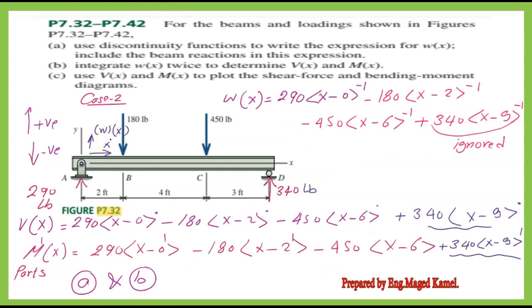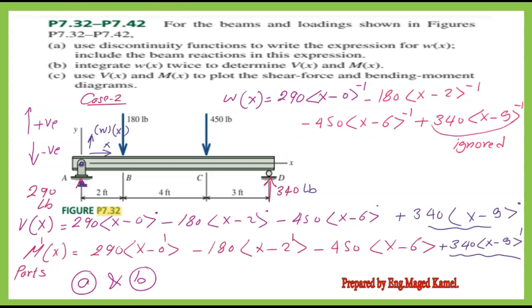In the next slide, we are ready to write the expression for W of x for the given beam. This is case 2 from the discontinuity table discussed in the previous video. Take the left point A as your 0 point, the horizontal axis x, while the y-axis will be W of x. It is important to follow the positive direction, which is the upward direction for positive loads. The reaction Ay is upward, so it is positive, acting at x equals 0.